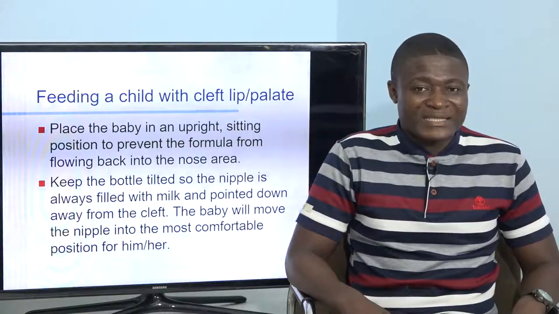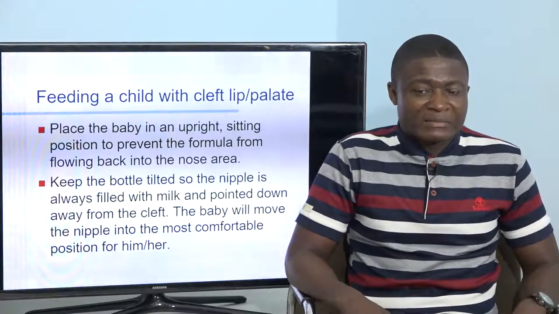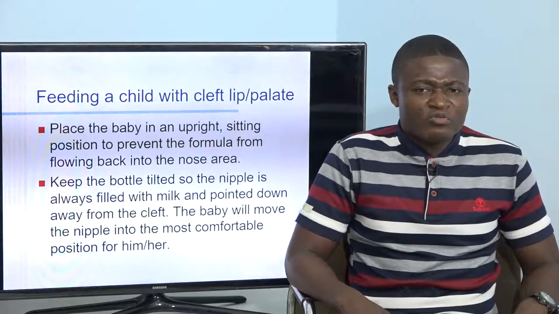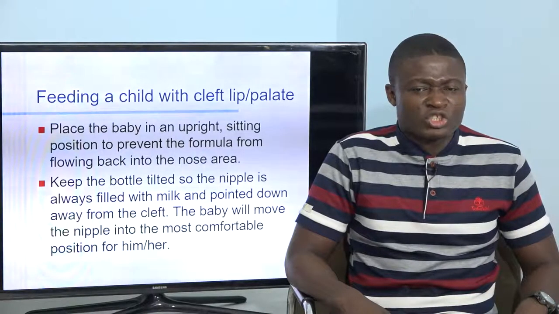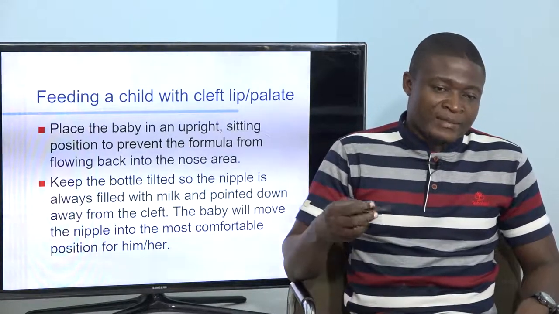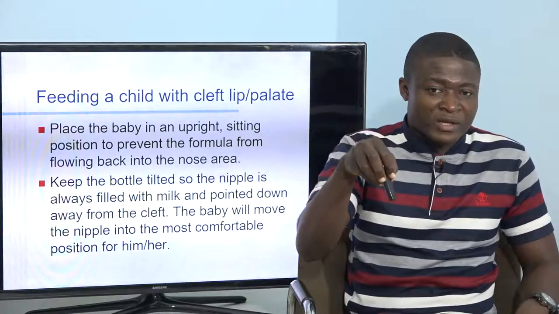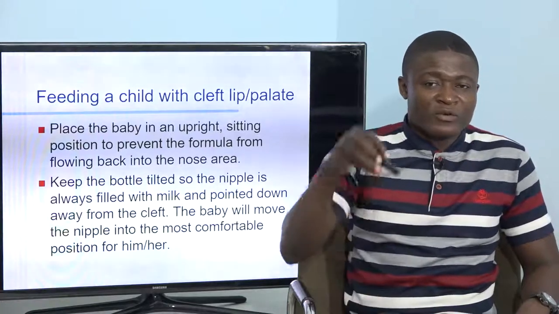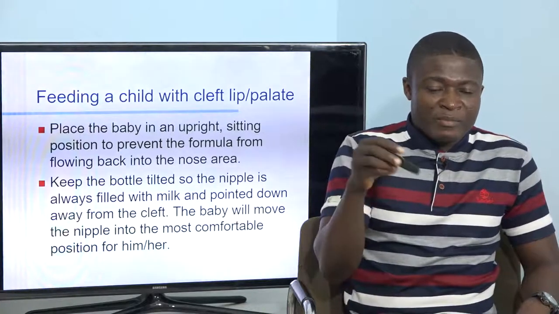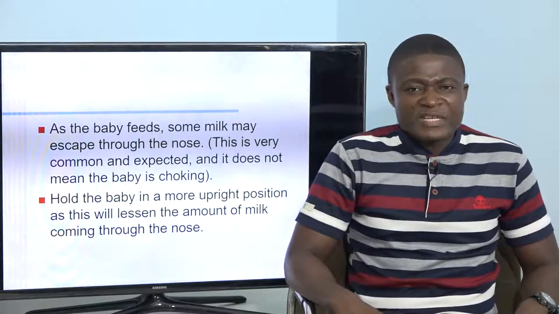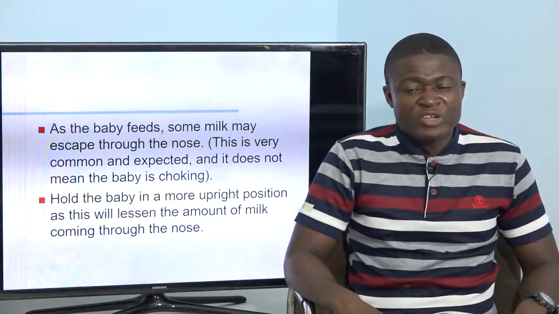Keep the bottle tilted so that the nipple is always filled with milk and pointed down away from the cleft. The baby will move the nipple into the most comfortable position for him or her. So what we are saying is, tilt the bottle that you are using to feed the baby well, so that the nipple of the bottle is always filled with milk. If you don't tilt it well, the baby will be struggling to pull the milk.